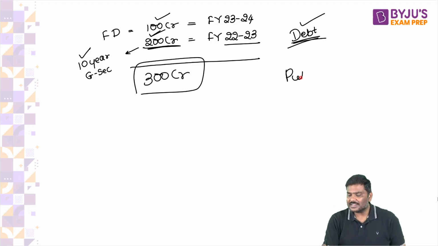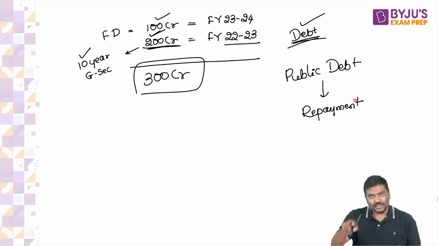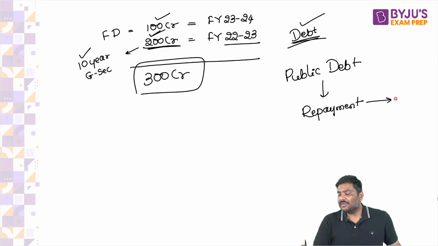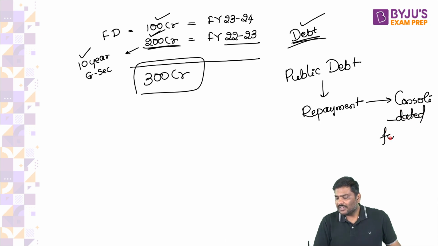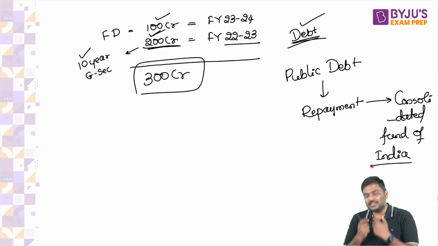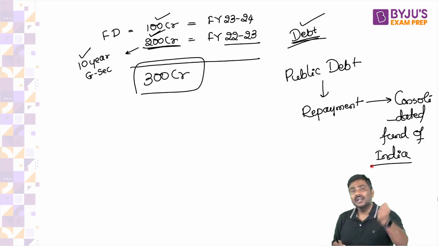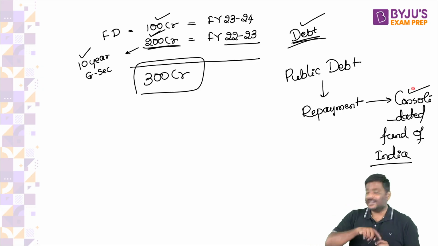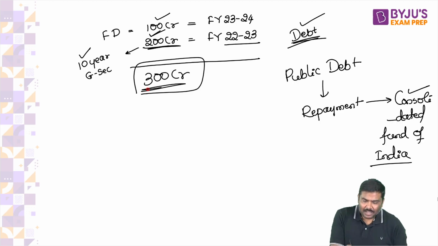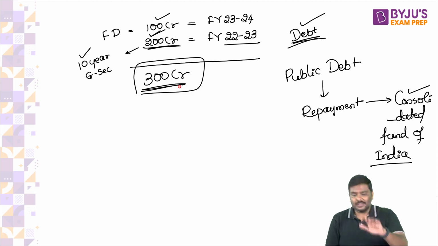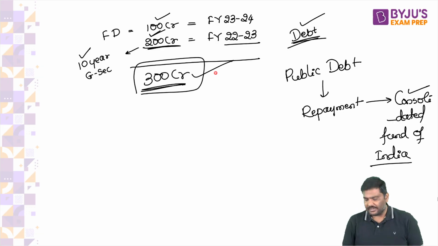And some of you are asking, sir, what is public debt? Public debt basically represents how much is the amount of repayment that the Government of India has to pay back, taking the money from the Consolidated Fund of India. Very simple. I will repeat the statement. What do you mean by public debt? Public debt simply represents how much money the Government of India has to pay back by taking the money from the Consolidated Fund of India. So can I say the total amount of money that the Government of India has to pay back in this example is 300 crore rupees? Can we go forward now?